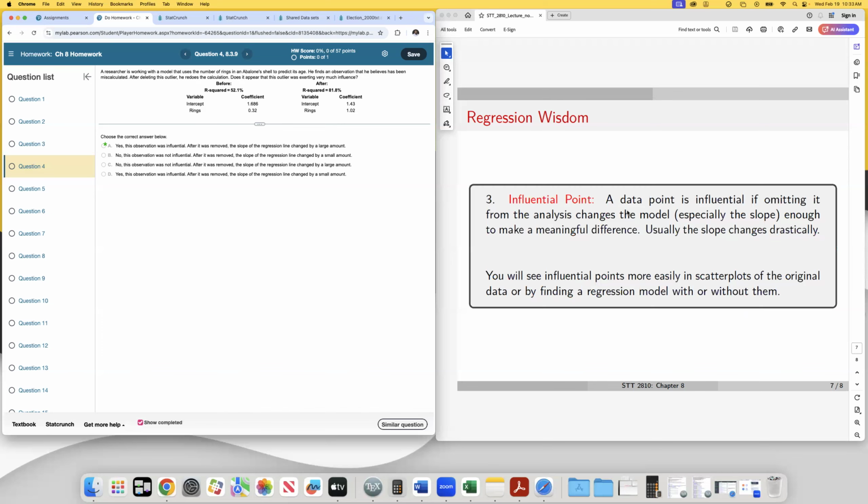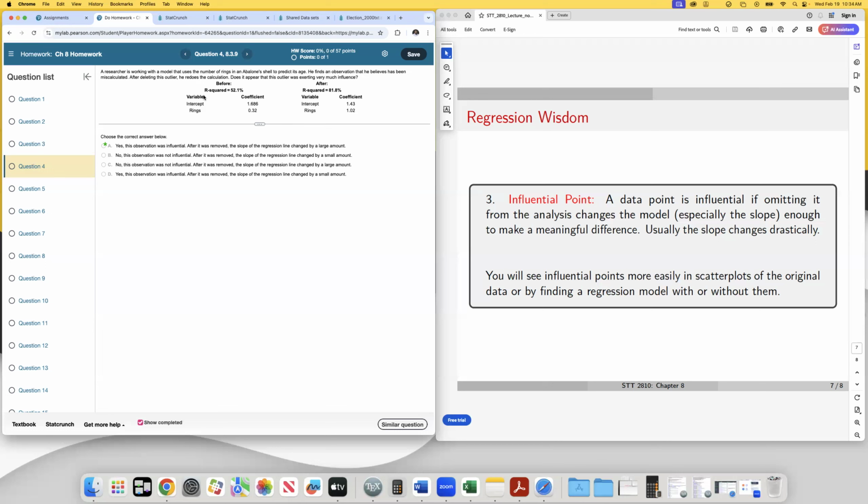Remember, we did say that for us to get an influential point, if we omit it from the analysis, it changes the slope significantly, to make a meaningful difference. So let's try to look at that. So before the outlier, we can see the R squared. Your focus should be mostly on the slope. And so here we can see the slope is the ranks here. And you can also see from the problem, though you're also keeping an eye on the R squared too, our focus should mainly be on the slope.